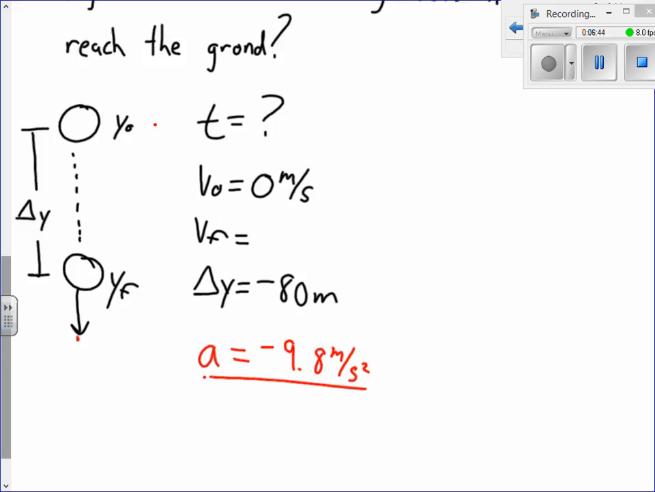Everything that's dropped is going to change speed by 9.8 meters per second squared. So the equation to solve it with will be our favorite.